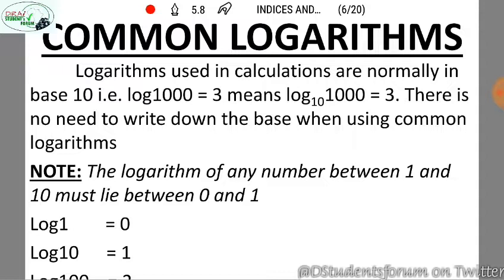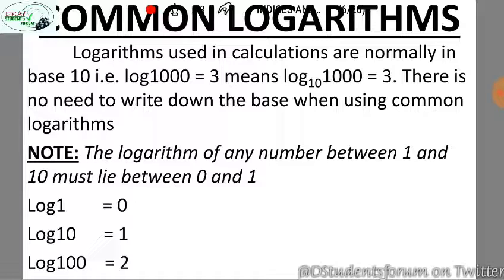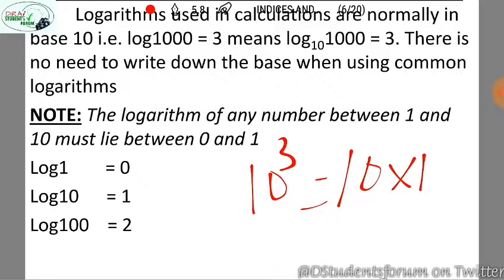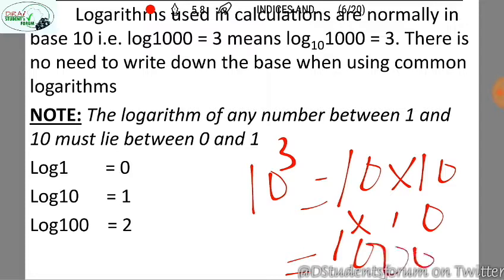Common logarithms. What do we call common logarithms? Logarithms used in calculations are normally in base 10. Writing log 1000 equal to 3 is the same thing as writing log 1000 base 10 equal to 3, because when you convert this to its index form, it will be 10 raised to the power 3, which is 10 times 10 times 10. 10 times 10 is 100. 100 times 10 is 1000.